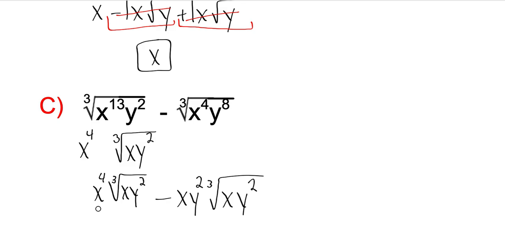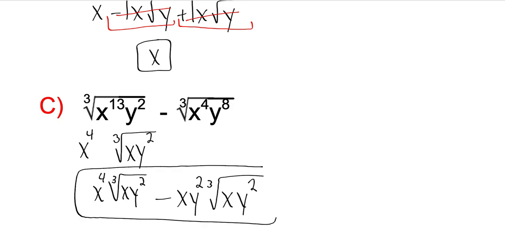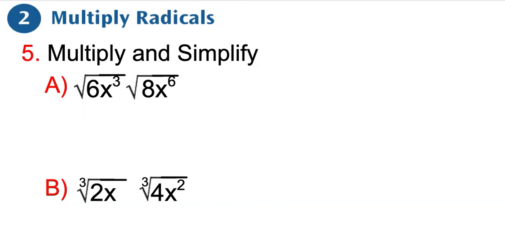No, we don't. We have the same matching variables inside, here and here, but the ones on the outside don't match. So we can't do anything, and this is just the final answer. So we just simplify it and leave it. Okay, so we have multiplication and then simplifying, and that should finish the lesson.